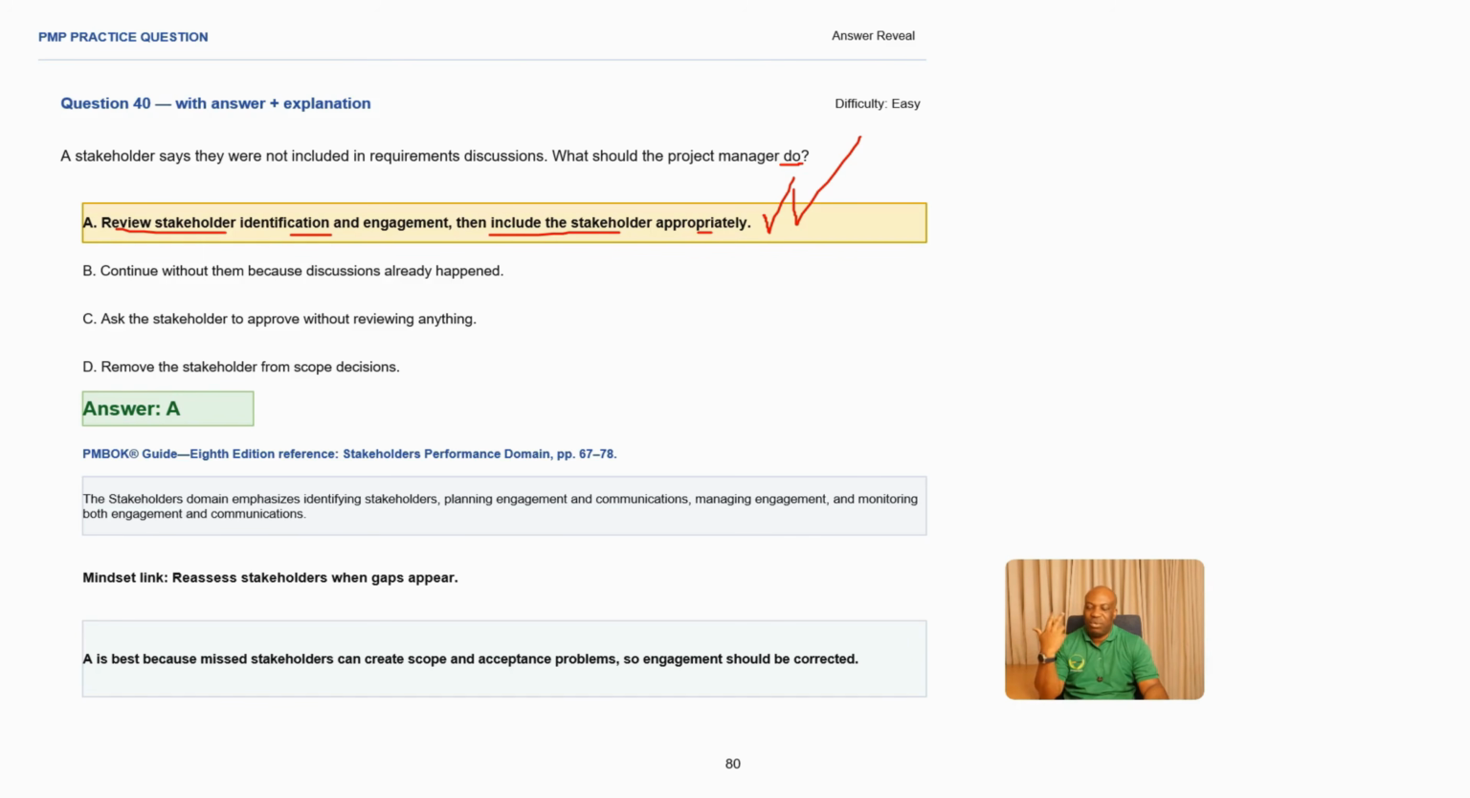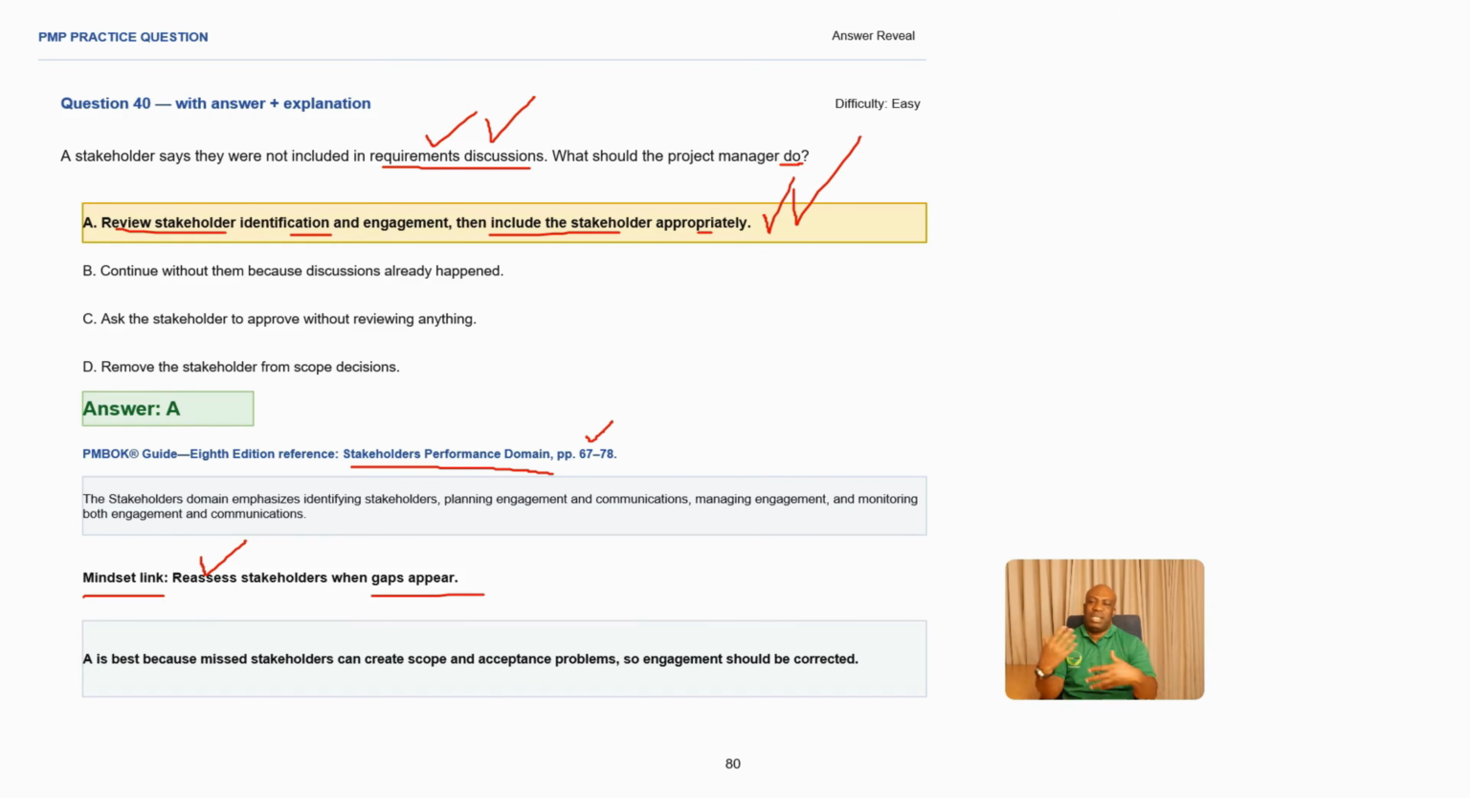You need to identify what the stakeholder is actually looking for. That means in future, this stakeholder is going to be involved in this requirements discussion. So what is our reference in the PM book? Stakeholder performance domain, which is on page 67. What is the best mindset here? You need to assess stakeholders when gaps appear.